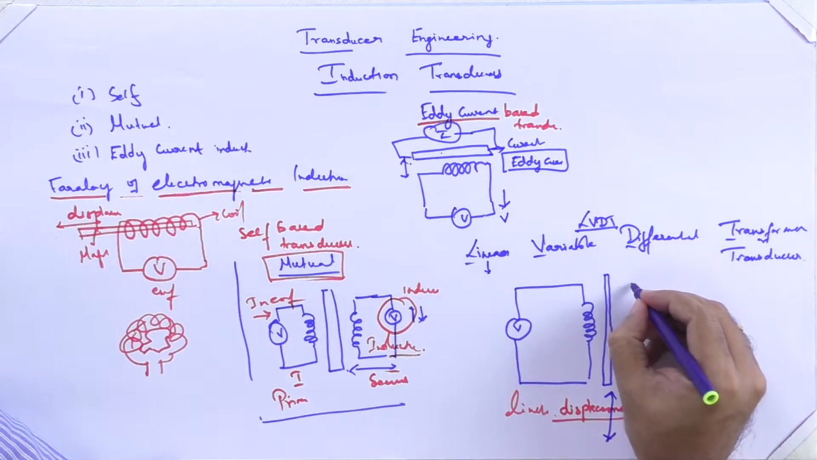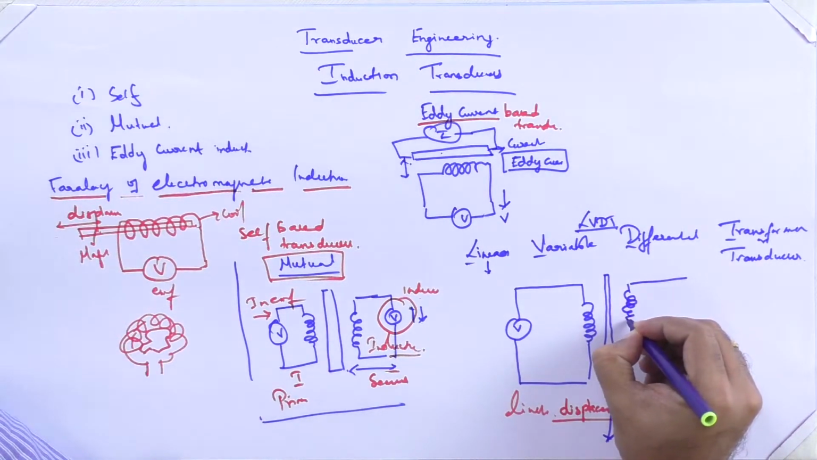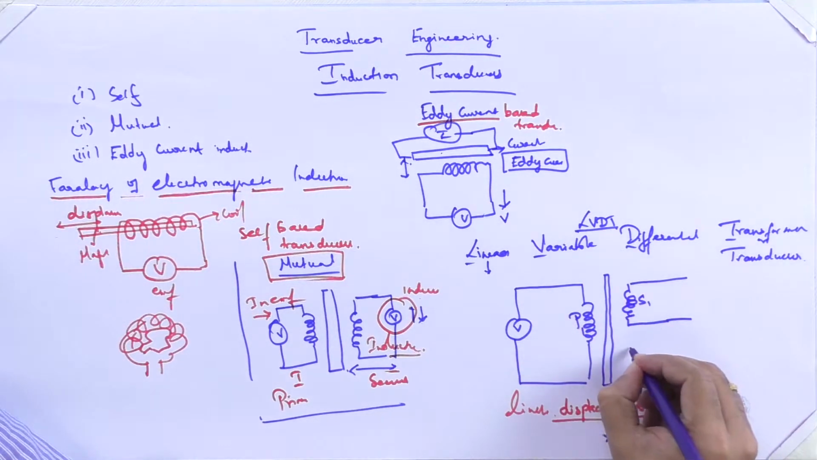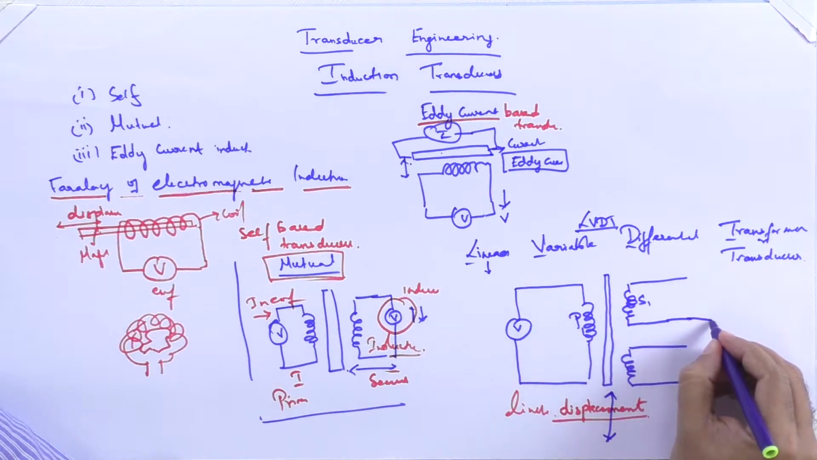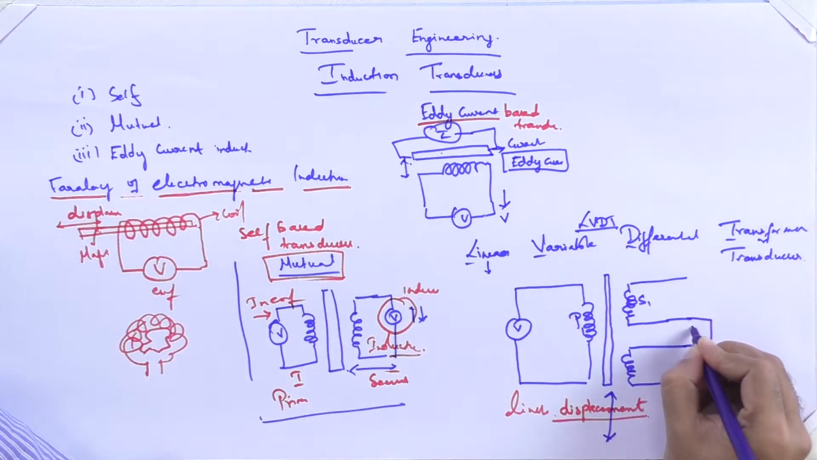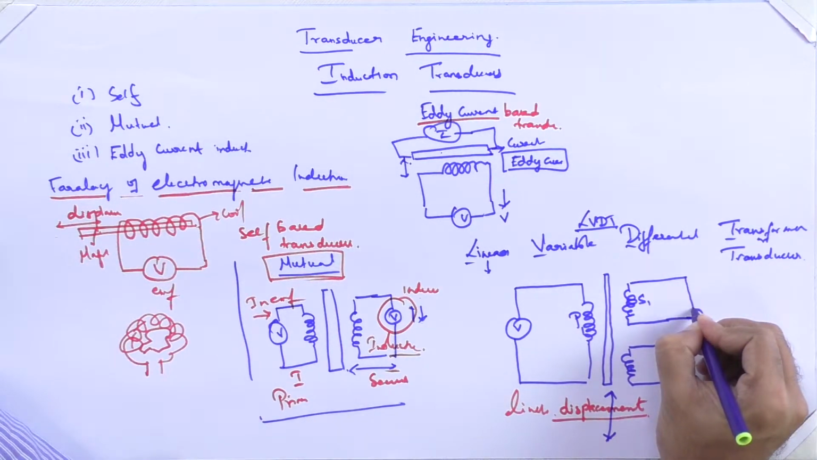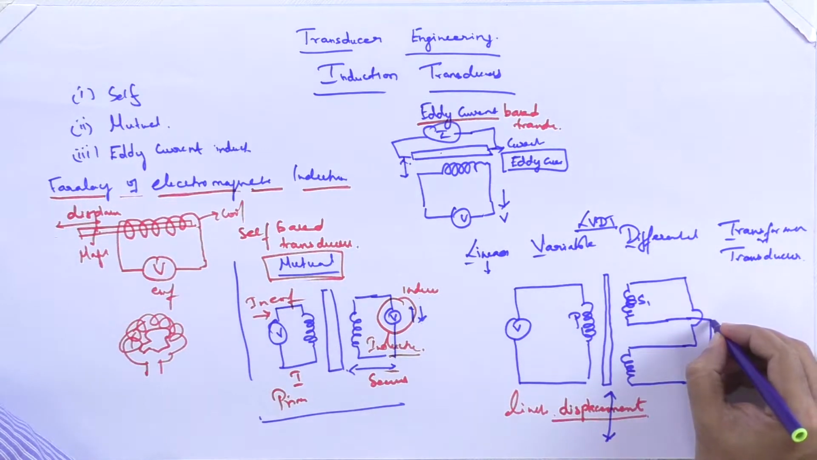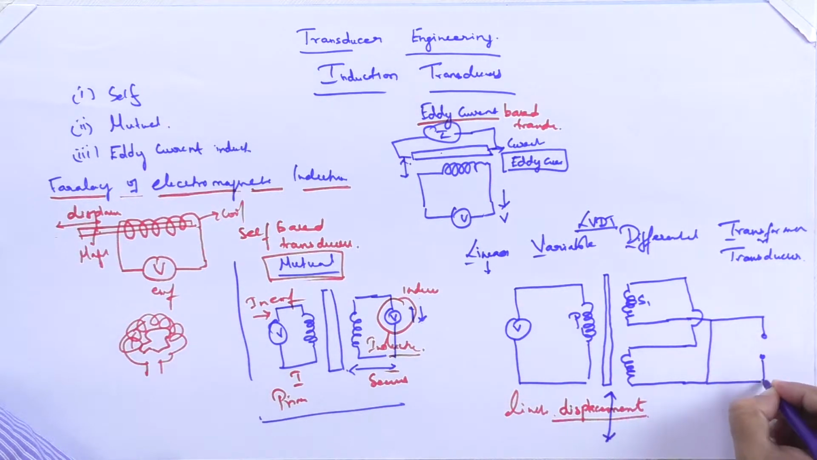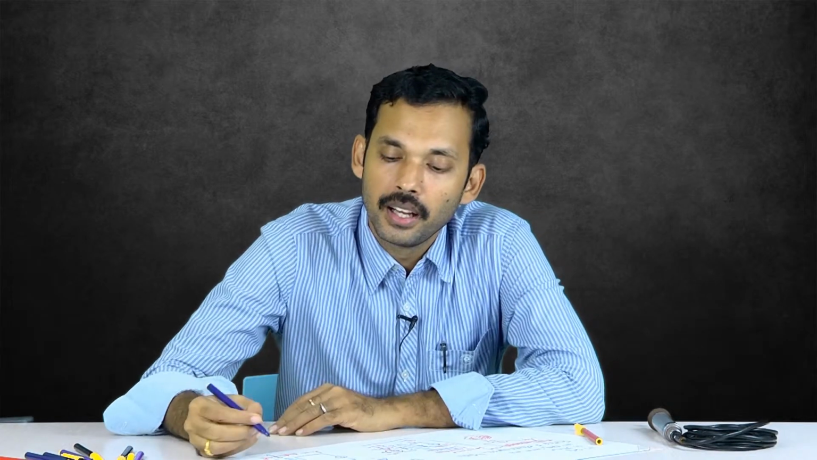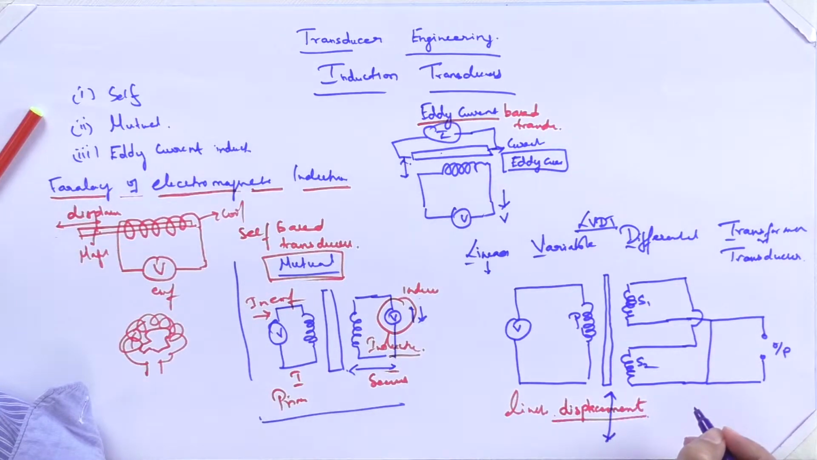Again we have a secondary coil S1, this is P1, then another one is S2, and they are connected in this fashion. We take the output over here. So this is the basic principle of the linear displacement measuring transducer.